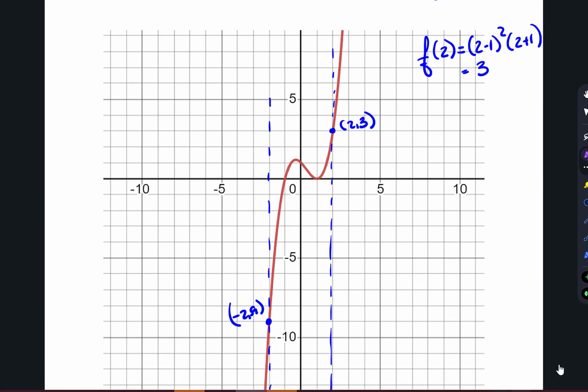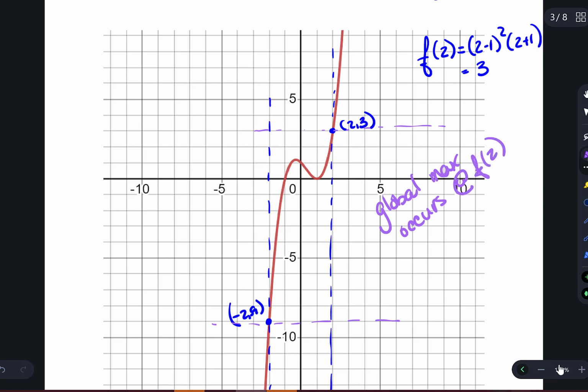All right, so if we want to find that global minimum and maximum, notice that if we look on this closed interval, the highest point that the function takes on the y-axis occurs at 3, and the lowest point occurs at -9. So in this case, our global maximum on the closed interval from -2 to 2 occurs at f of 2, which is equal to 3, and the global minimum occurs at f of -2, which is equal to -9.